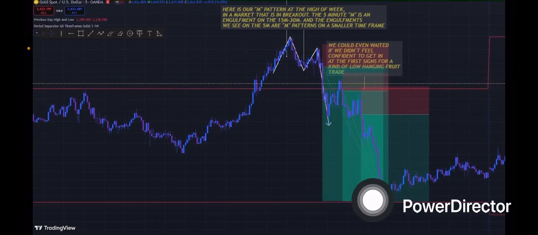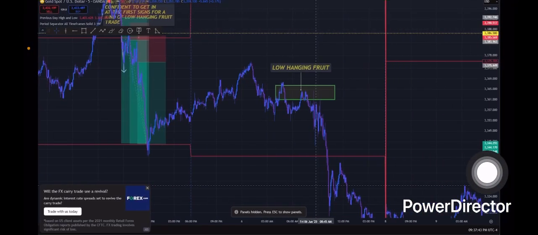And we're aiming for the previous day's low. So as long as you get your entry set, you have your stop loss, you set your take profit, you can just walk away from the screen and let this thing do what it's going to do. Okay, come back in an hour or two and check up on it.